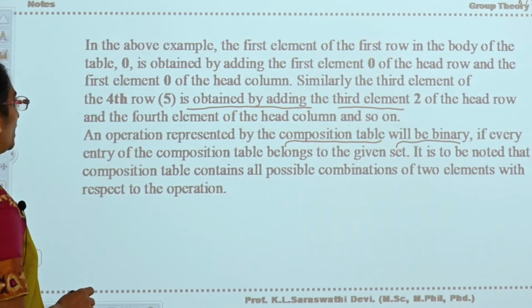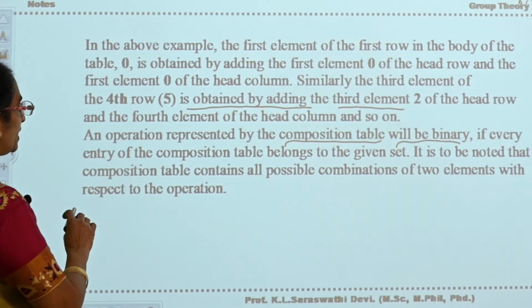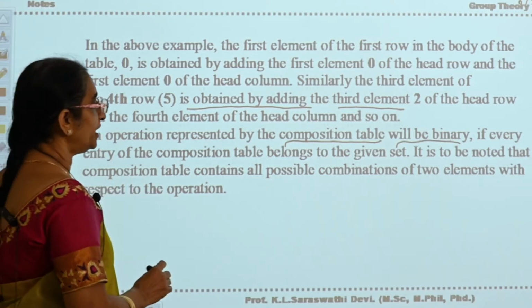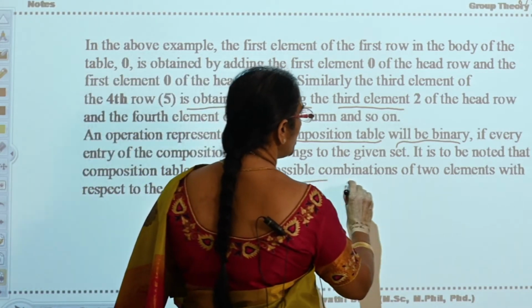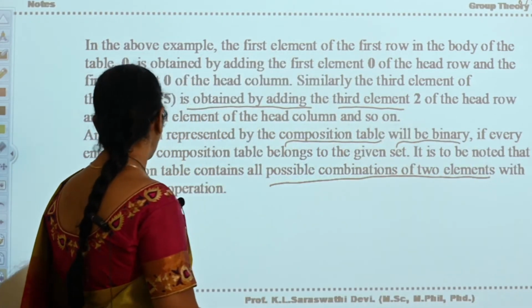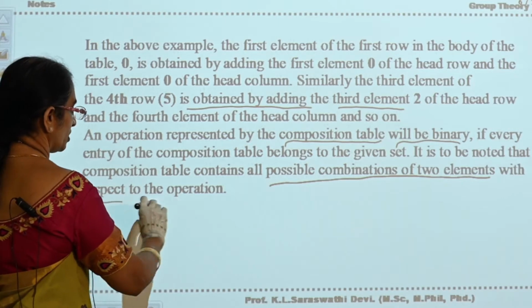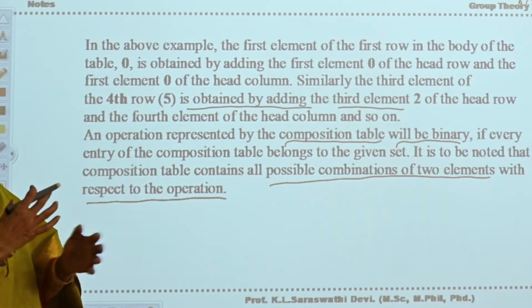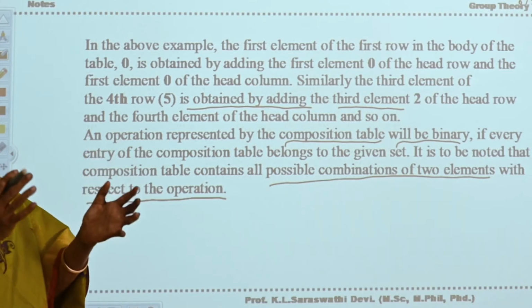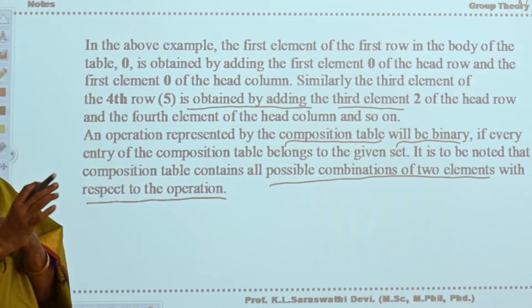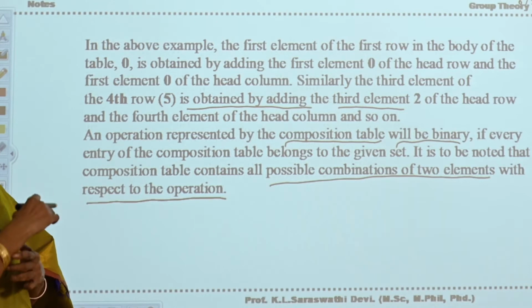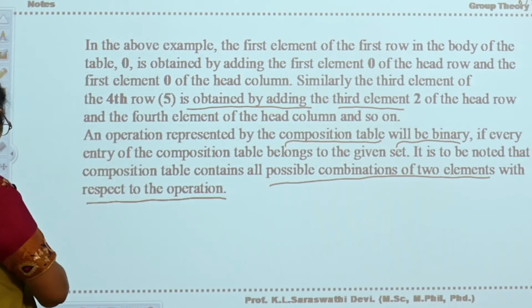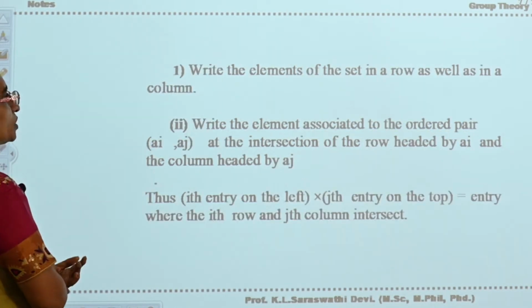Next, it is to be noted that the composition table contains all possible combinations of two elements with respect to the operation. This table gives you all the possibilities. You have 5 elements, adding two elements at a time, all the possibilities are covered under the table. Okay, now see the next one.